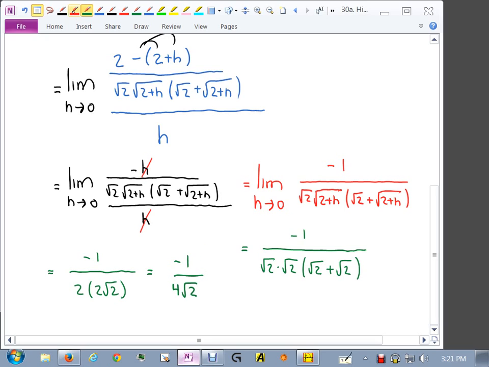I don't usually, but I will do it just so you can see. If you do rationalize, root 2 over root 2 is what you would do. And you would get negative root 2 over what? Yep, 8. I boxed the ones that would be correct. Any questions there?